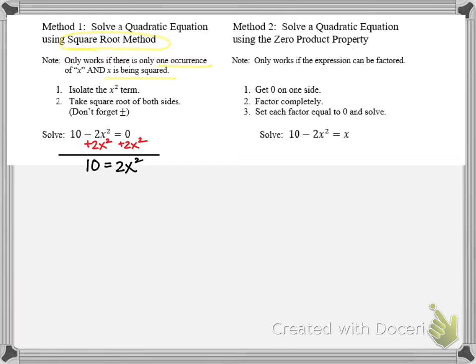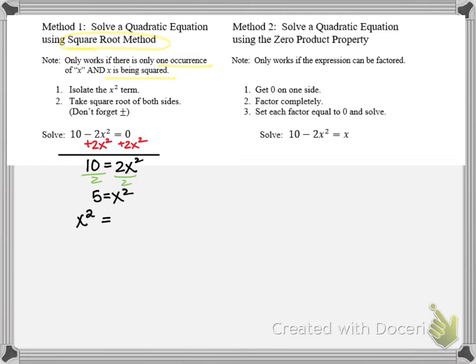I still have to isolate the x squared, so I will divide both sides of the equation by 2, leaving me with 5 equals x squared. Now it's time to take the square root of both sides. Remember, if my x value is being squared, that means there's going to be two solutions. This is why you can't forget to use the plus or minus symbol when you take the square root of both sides.